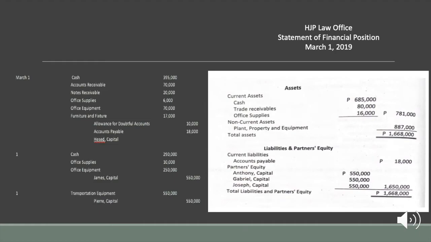From there, we will get the total assets of 1,668,000. Now, going to the liabilities and partners' equity, the current liabilities is accounts payable of 18,000, which is from the investment of Hesed, and the partners' equity, which is 550,000 for each partner, will be equal to 1,650,000. And if you add 1,650,000 to 18,000, it will be equal to 1,668,000. And that's the statement of financial position of HJP Law Office.